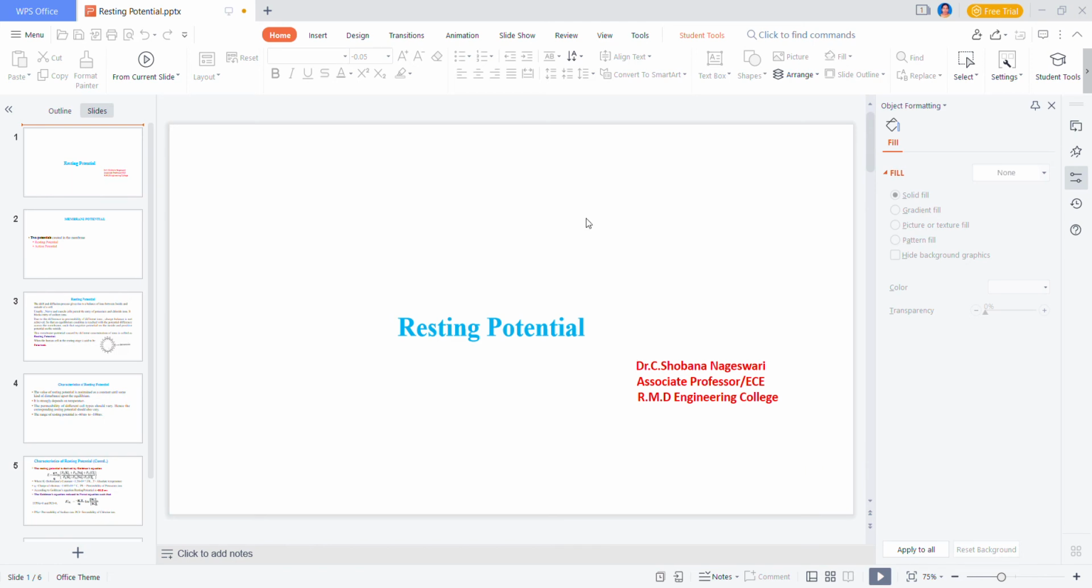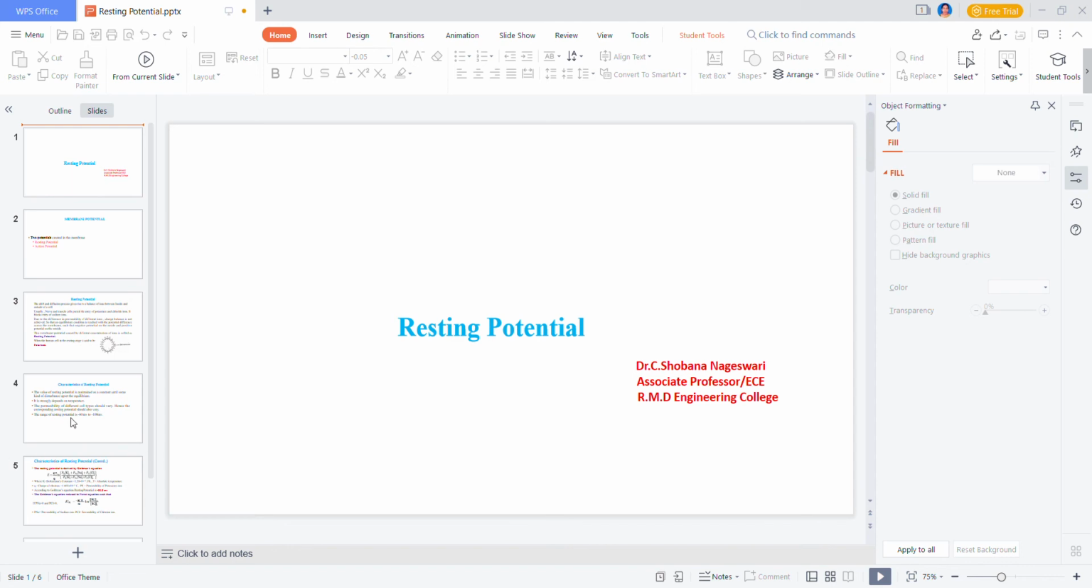Now, the characteristics of the resting potential. The value of the resting potential is maintained as a constant until some disturbance upsets the equilibrium. Otherwise, the constant potential will be maintained at all times. It strongly depends on the temperature. The permeability of different cells varies, and correspondingly the resting potential also varies.